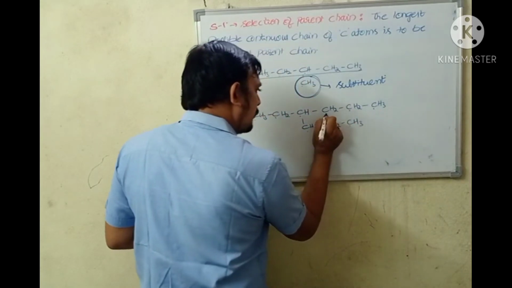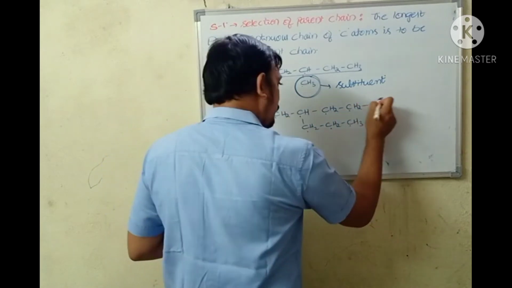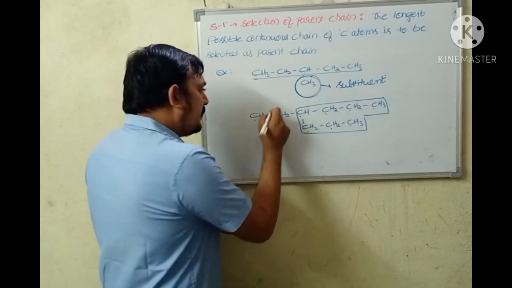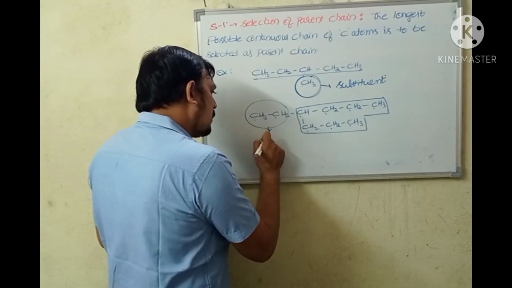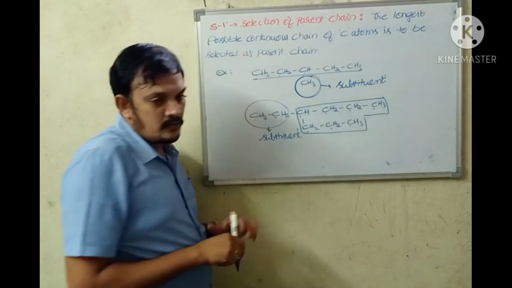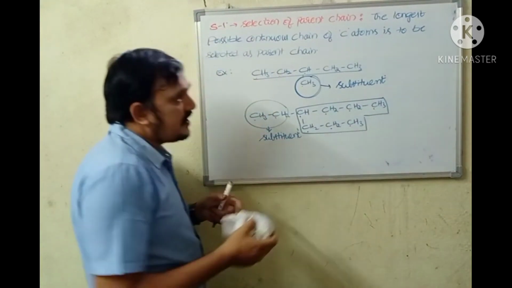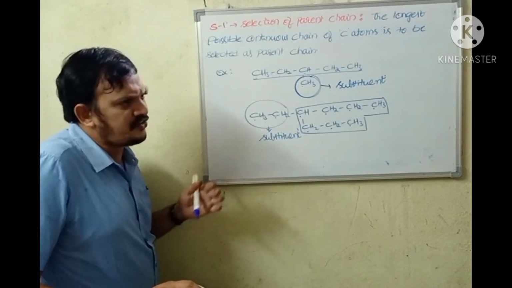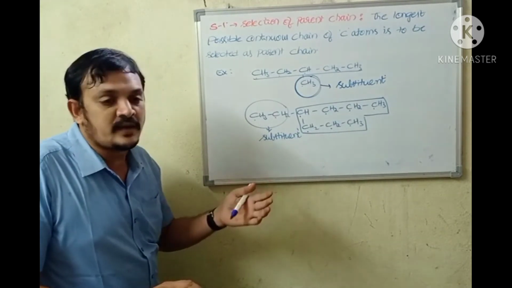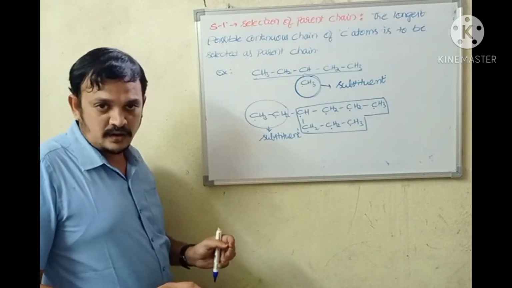1, 2, 3, 4, 5, 6, 7. A 7 carbon chain. This is to be taken as the parent chain. Then this will be the substituent. So that is about selection of the parent chain. Next step is numbering of carbon atoms in the parent chain. After selection of the parent chain, you should number the carbon atoms present in it starting from 1, 2, 3, 4 and so on.